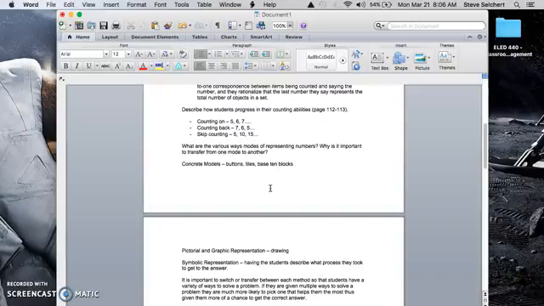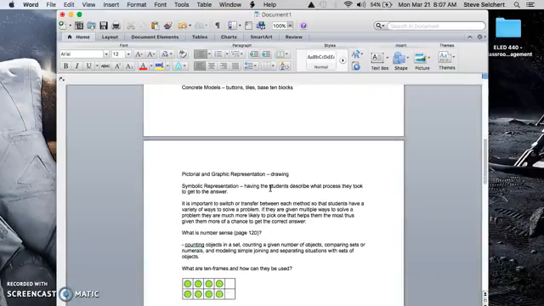What are various modes of representing numbers? Why is it important to transfer? So you have concrete models, which are physical models. You're able to touch them, like buttons, tiles, base 10 blocks.